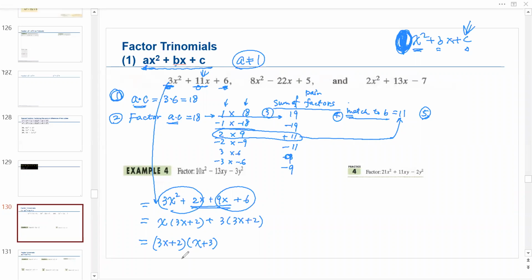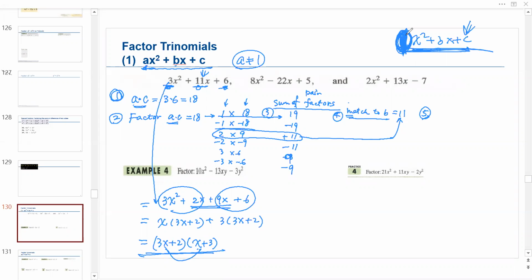Let's check it. 3x squared, right? Here is 9x, here is 2x, total is 11x. And the last one is 2 times 3, you got 6. So it means this one, you finally factor it like this. So you can see what's the difference from this step to the previous.